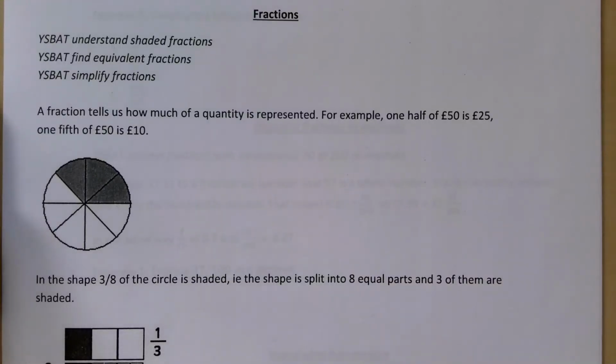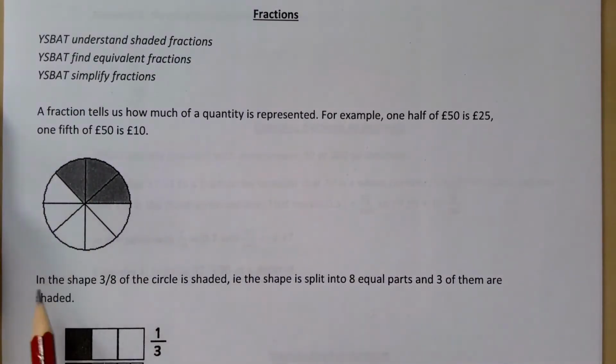Okay, so this is our section 2. This is fractions. This is just some of the very basics, really stuff from primary school. A fraction tells us how much of a quantity is represented. For example, 1/2 of 50 pounds is 25 pounds. 1/5 of 50 pounds is 10 pounds.